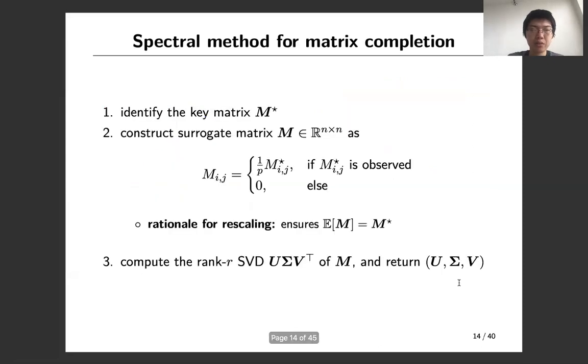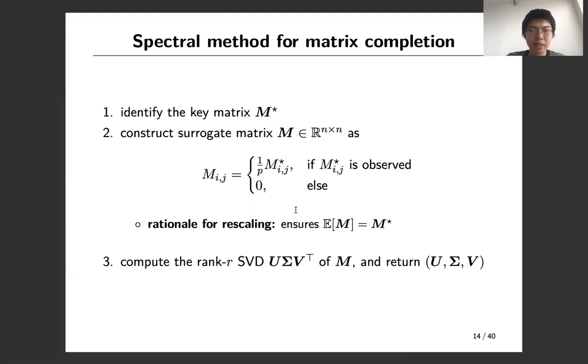We can follow the general recipe. First, we identify the key matrix M star here. In this problem, the key matrix M star is quite simple, since we are estimating it and its singular space will reveal the information we are after. And in the second step, we construct a surrogate matrix M using the data we have. It turns out that we can construct it as follows.